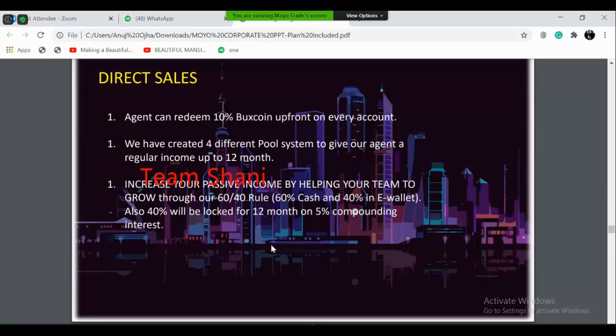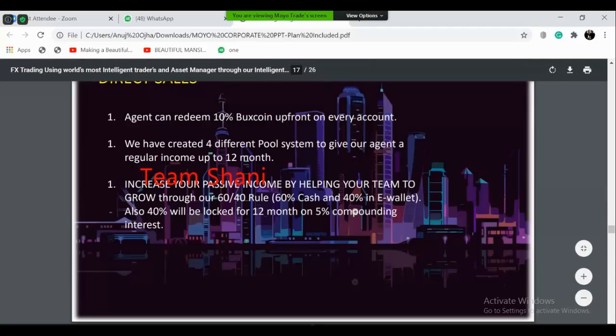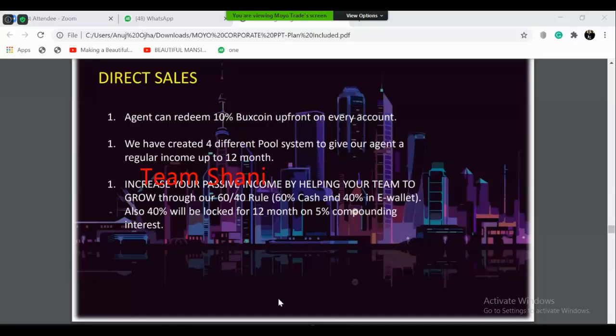The commission that you are earning, not the 10%, the 10% is upfront, but the commission that you will earn every single month, from that commission, the 60-40 rule will apply. So 60% you will get cash out right away. The 40%, whatever the 40% is, will go into a compounding, again with 5% compounding interest, and that will be locked in for 12 months. On the 12th month, whatever compounding interest is generated there will be released to you. So this is how it will work.